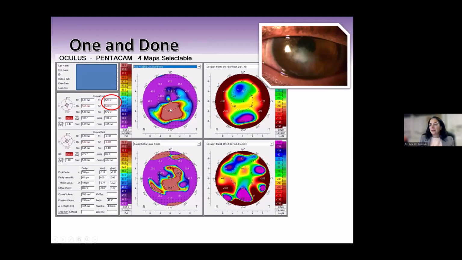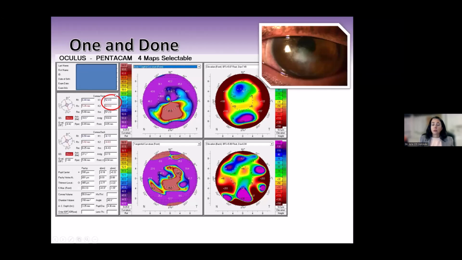So here's their map, there's their axial. I like to look at tangential; it looks a little better. Central cone, steep Ks. K max, I can never find on here. Oh, 83, high K max, 52, 63, lots of irregularity there. You look at their front elevation, we've got some low points, a little bit higher.